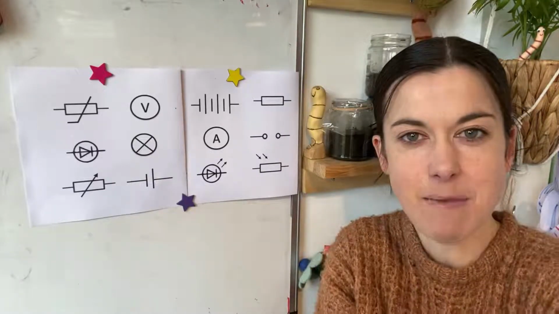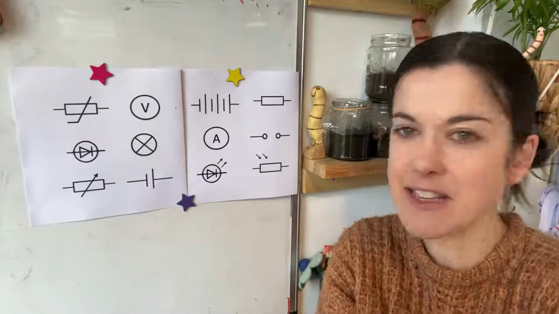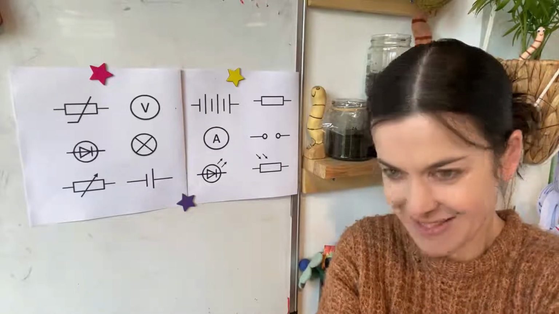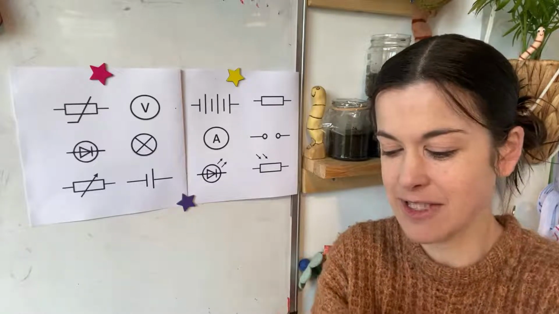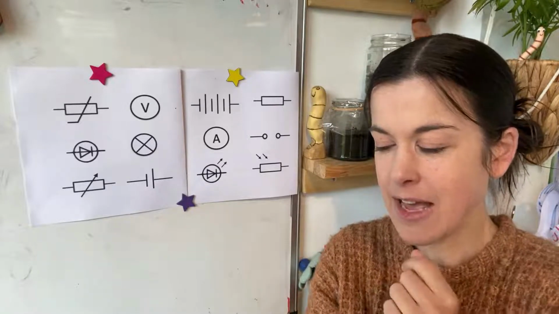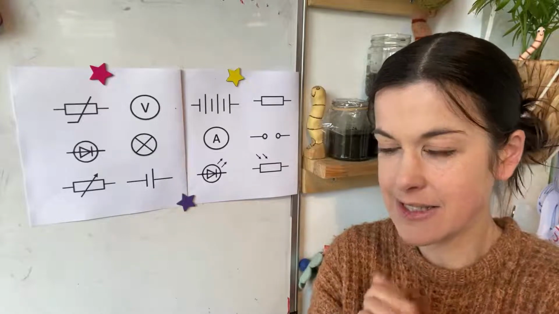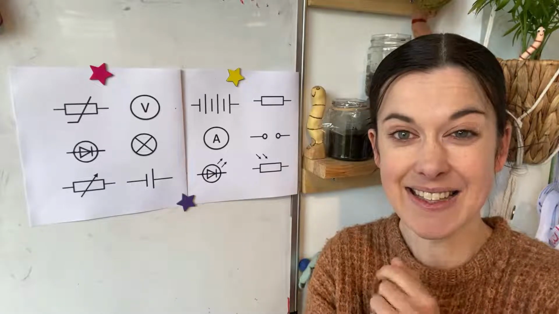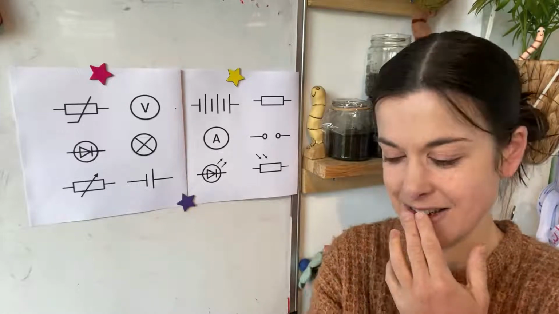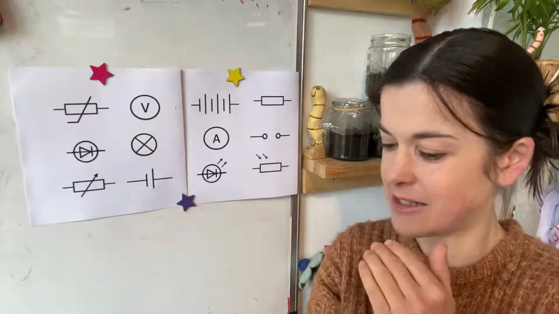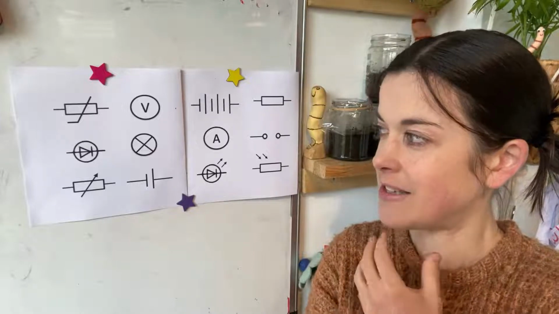Number 5 is the variable resistor. Which one is the variable resistor? I don't know why I said that in such a spooky voice. Number 6, it's something that its resistance decreases as it heats up. You've learned so many of these so fast, I'm sorry. This is hard. Which one of these does the resistance decrease as it heats up?